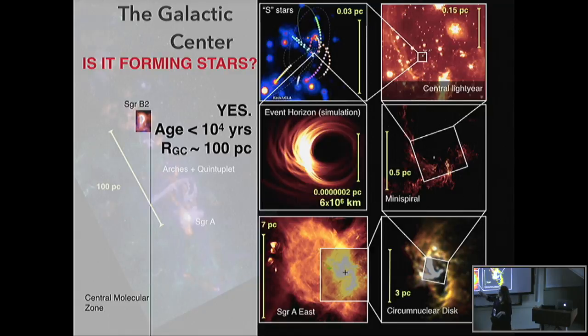So the first scale that I want to talk about is the very center here. So this is Sagittarius B2. This is about 100 parsecs away from the black hole? And here the answer is yes, thumbs up. It is forming stars. In fact, presently we believe. So we see hot cores, for example.